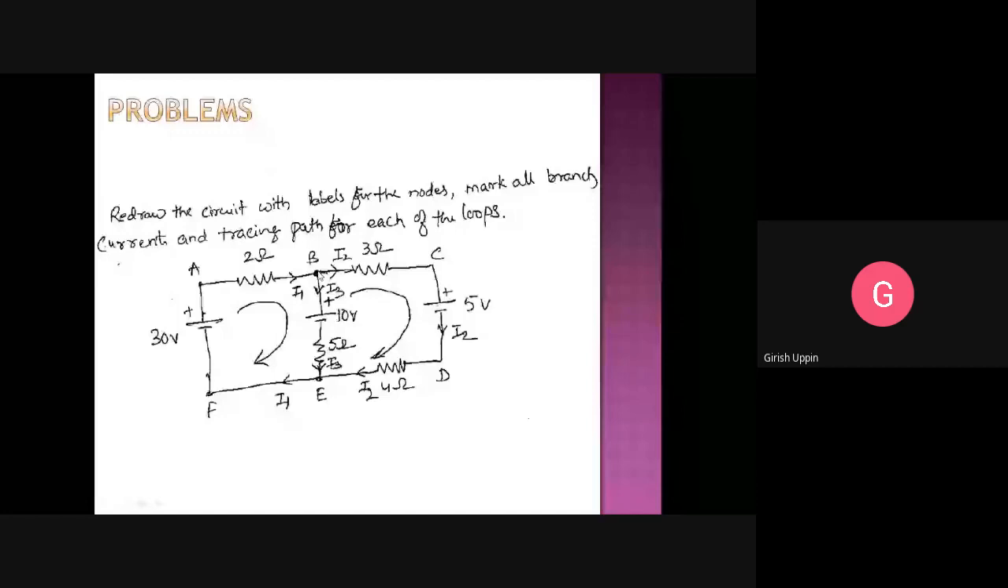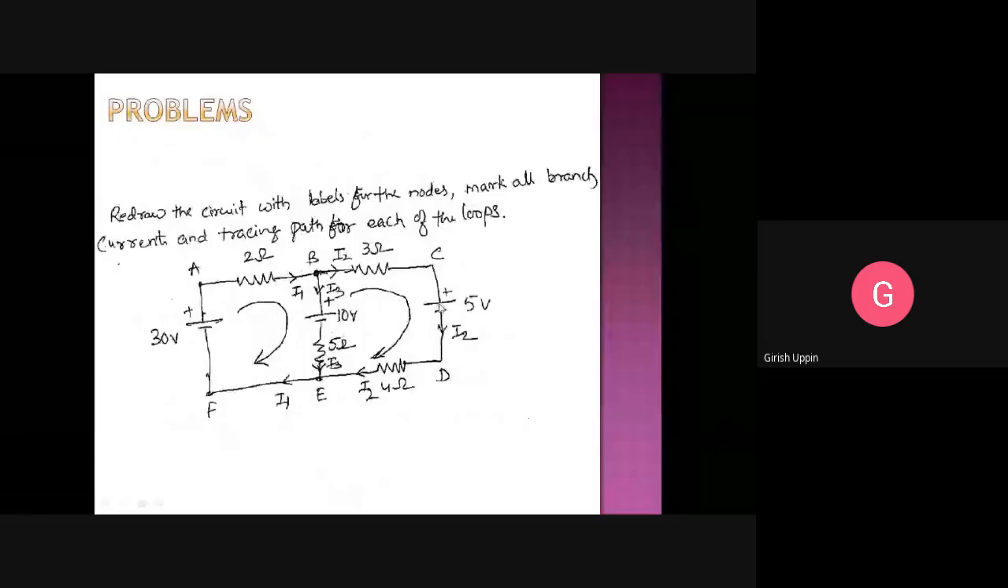First we come across the 3 ohm resistor. The direction of the current is this way and the direction of tracing is this way. So it is a positive voltage drop. What is the current flowing in this resistor? I2. So the voltage drop is plus 3 into I2. You can see plus 3I2. Then you come to the node C and come across the EMF source. You come across the positive plate of the EMF source, so you will take this value as plus 5.